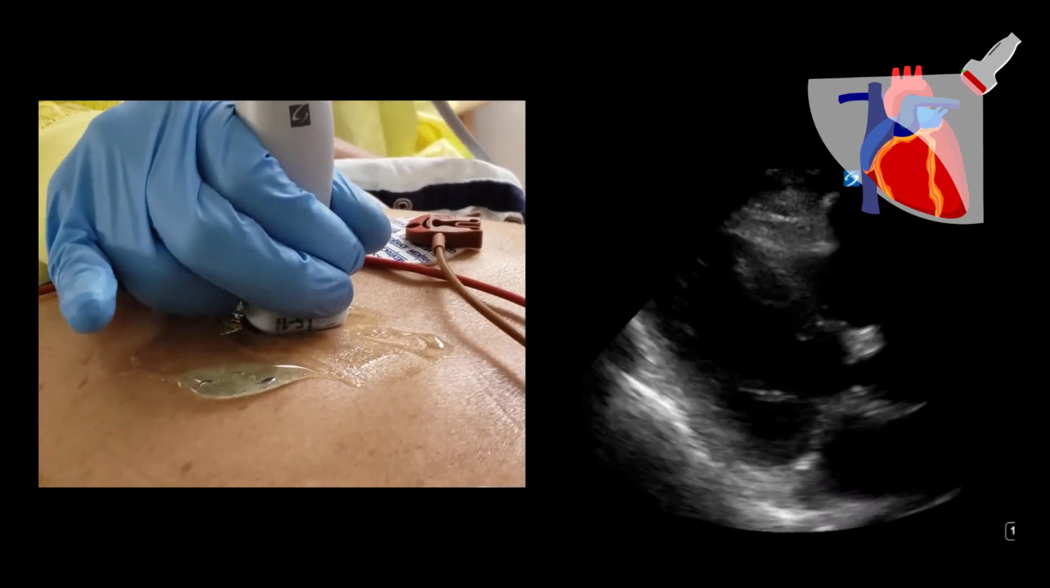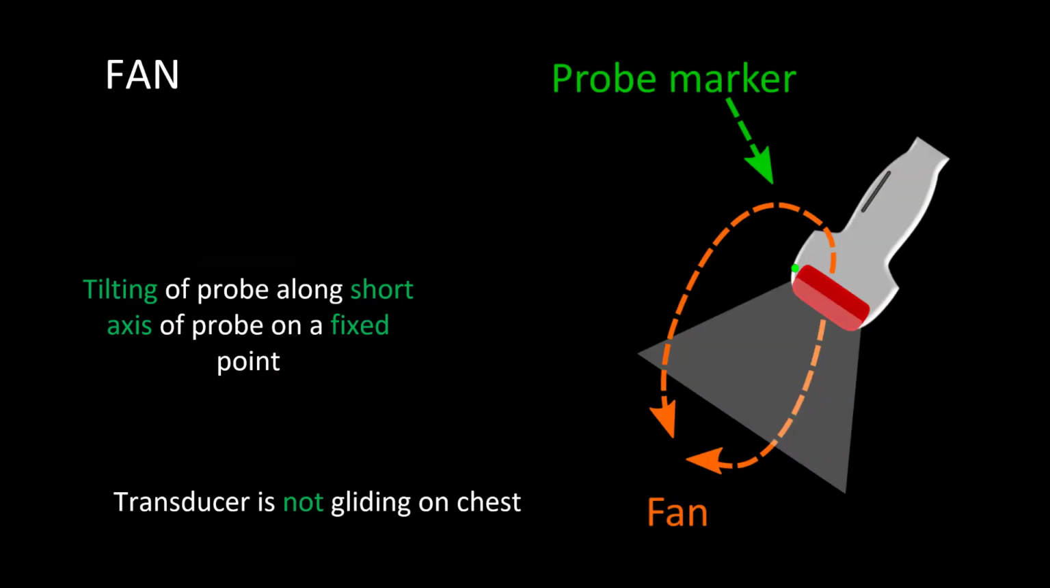To fan the probe refers to movements perpendicular to the long axis of the probe, while maintaining contact on a single point of the body. To fan a probe refers to tilting the probe along its short axis on a fixed point, essentially tilting at a perpendicular angle from the marker of the probe. The comparison is often made to fanning oneself, where your wrist is the single stable pivot point. The effect is similar to the sweep, but the probe does not move from one point of contact.